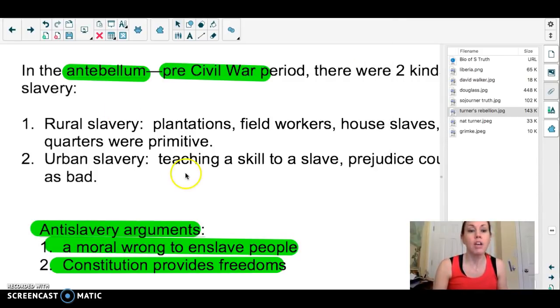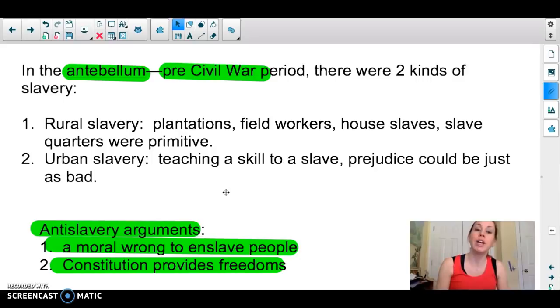Okay, so in the antebellum pre-Civil War period, this is prior to the Civil War, we call it antebellum, there are two kinds of slavery. You have rural slavery, plantations, field workers, house slaves. This was a very difficult lifestyle, which I'll come back to. You were outside a lot if you were a field worker. If you were in the house, you were at least inside from the elements of cold or rain. But the bad news is, in many cases, you were closer to the master's family, and that could be actually bad for you.